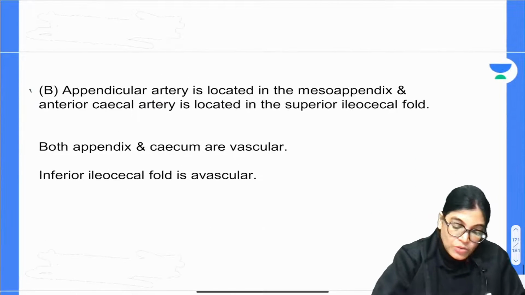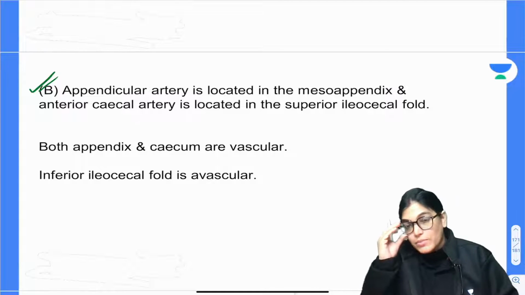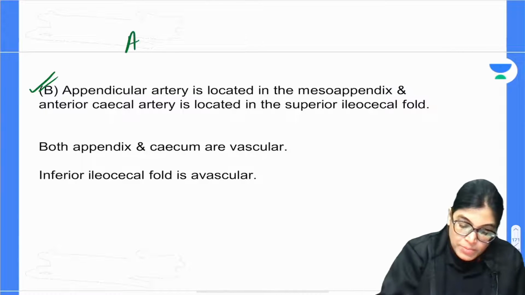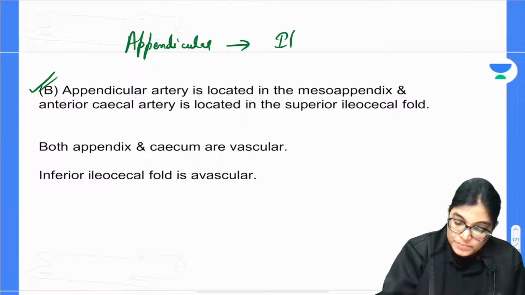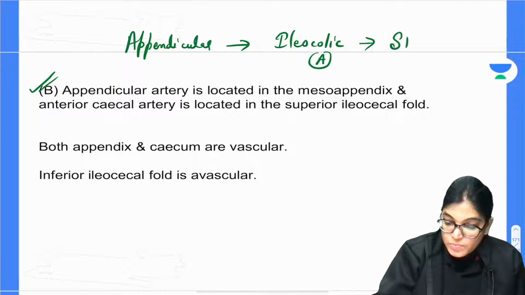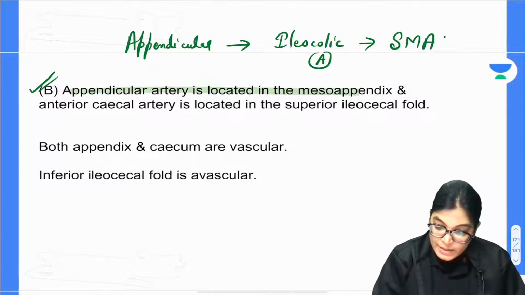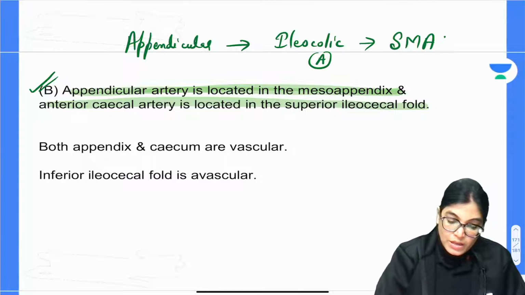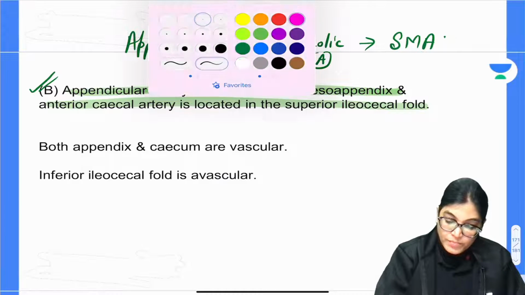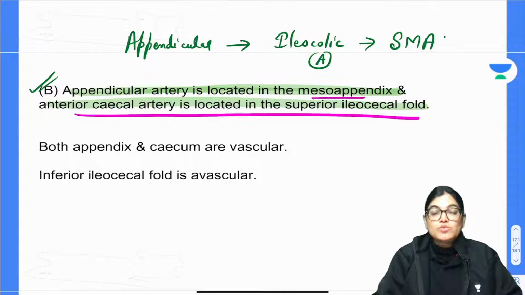Now see here, we know that the appendicular artery is a branch of the ileocolic artery, and the ileocolic artery is again a branch of the superior mesenteric artery. The appendicular artery is located in the mesoappendix, and the anterior cecal artery in the superior ileocecal fold. So please note down: the appendicular artery lies in the mesoappendix, that is the peritoneum covering the appendix, and also in the superior ileocecal fold.